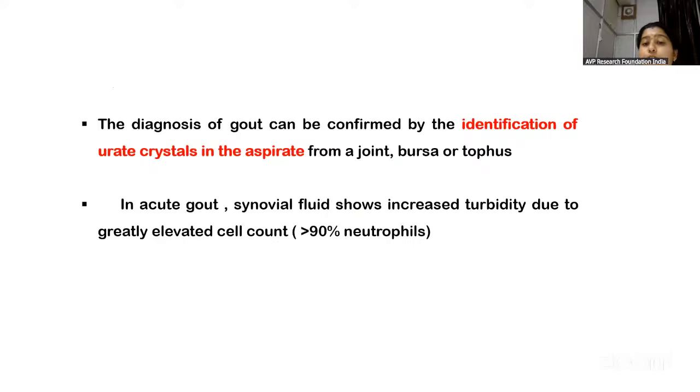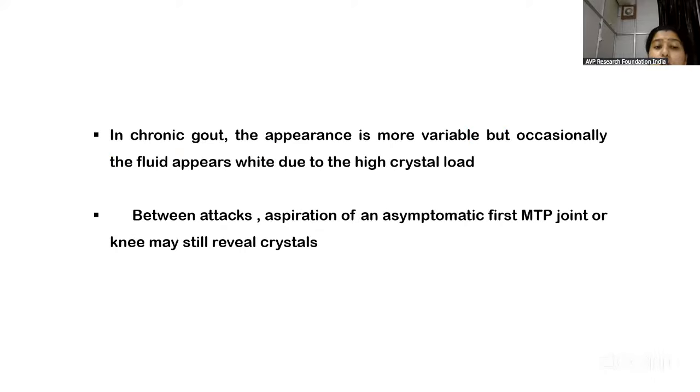Diagnosis of gout can be confirmed by identification of urate crystals in the aspirate from a joint. In acute gout, synovial fluid also shows increased turbidity due to generally elevated cell counts. In chronic gout, appearance is more variable, but occasionally the fluid appears white due to high crystal load. Between attacks, aspiration of an asymptomatic joint or knee may still reveal crystals.